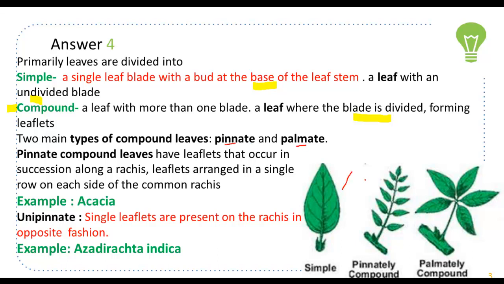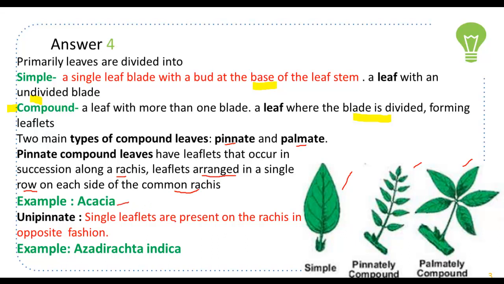This is a simple leaf and this is a compound leaf. One is pinnately compound, another is palmately compound. Pinnate compound leaves have leaflets that occur in succession along a rachis, arranged in a single row on each side of the common rachis. The example is Acacia.